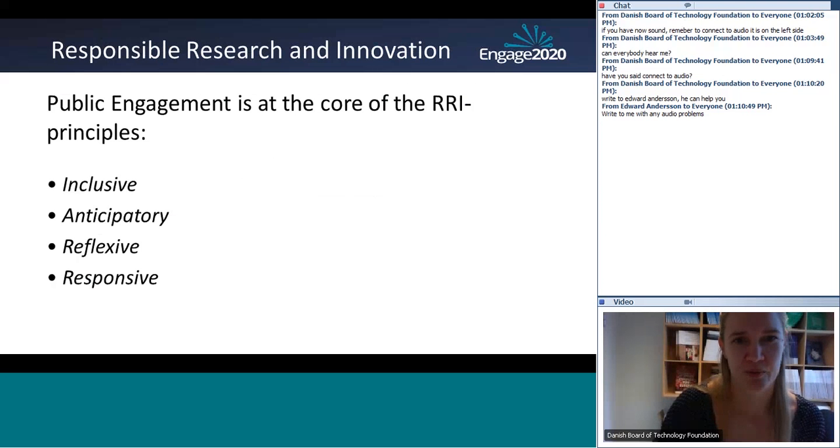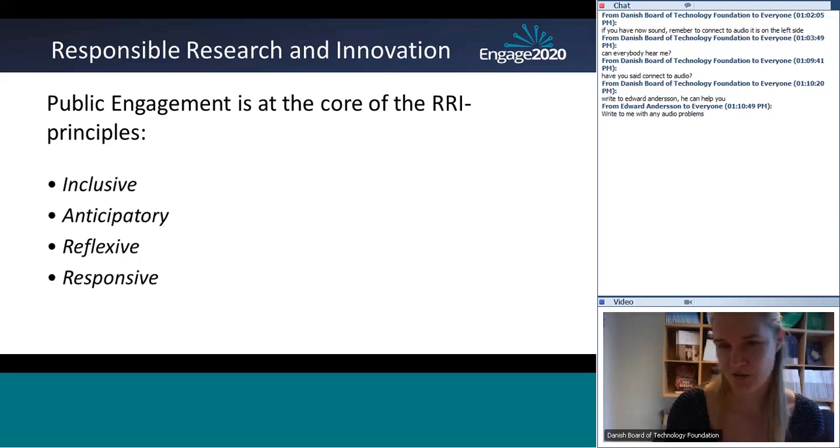And of course, one of the reasons why the Engage 2020 project in the first place got funded, and one of the purposes of the European Commission that we are supporting, is the cross-cutting issue of responsible research and innovation, RRI, which has some principles about being inclusive, anticipatory, reflexive, and responsive.